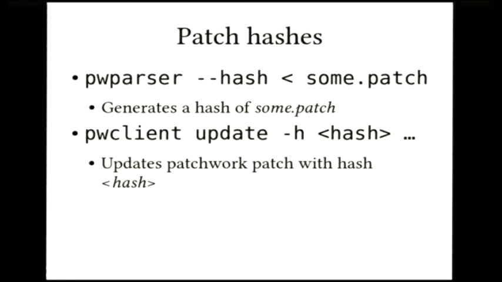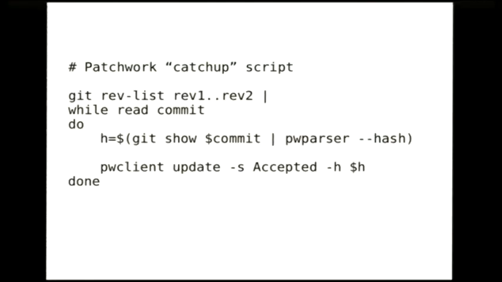If you have a patch file locally, you can generate a hash from it by feeding it on standard input into this pwparser program, and that'll generate the hash. Then in pwclient, rather than referencing the patch by ID, you can reference it by a hash with a -h option. That's useful for, in my case, a catch-up script. This script will, between two revisions in Git, hash the patch that forms that commit, and then use the hash to reference the patch in pwclient and update the state in Patchwork to accepted.